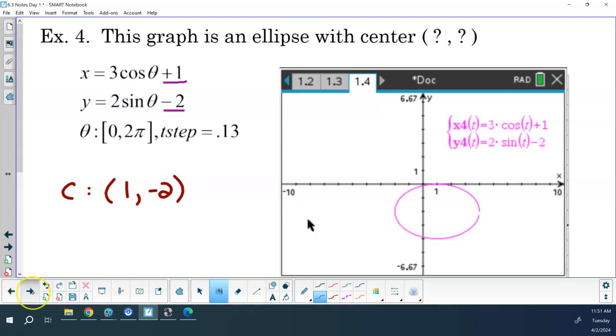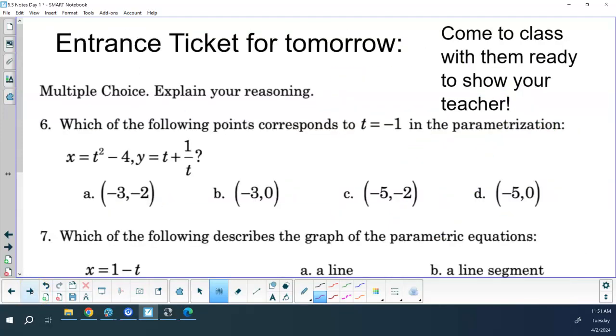Okay. At the bottom of your note sheet, there are 2 multiple choice questions for you to do as your entrance ticket tomorrow. If you get them done in the next 4 minutes, great, grand, wonderful. But you need to have them done in order to come into class tomorrow. Be ready to show them to your teacher when you get here.